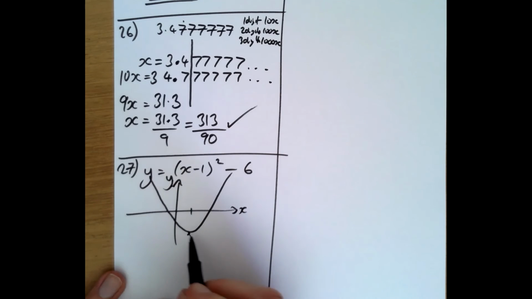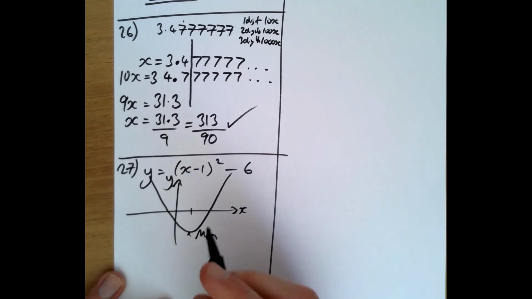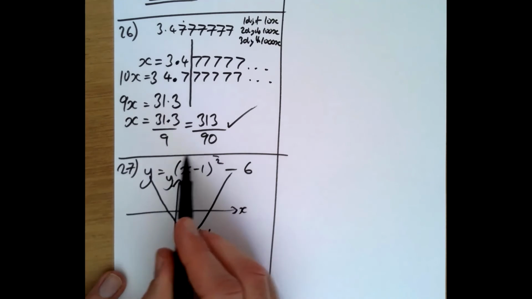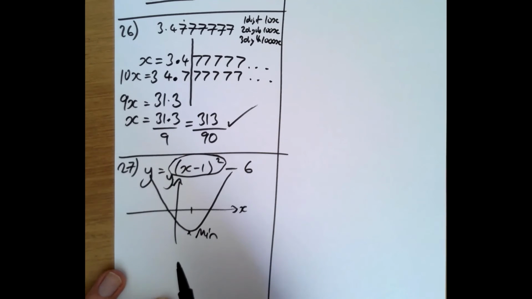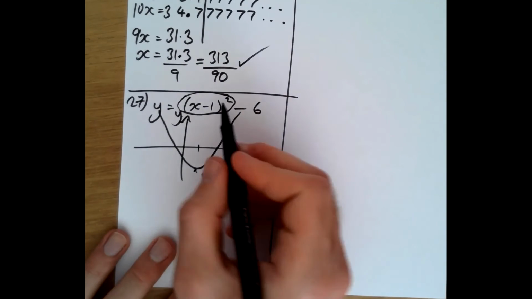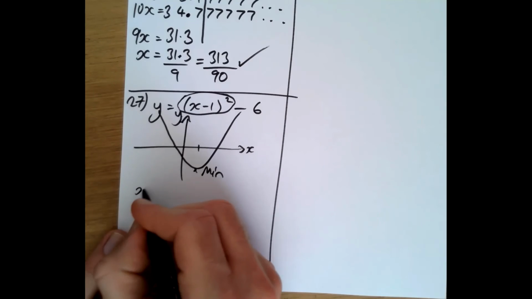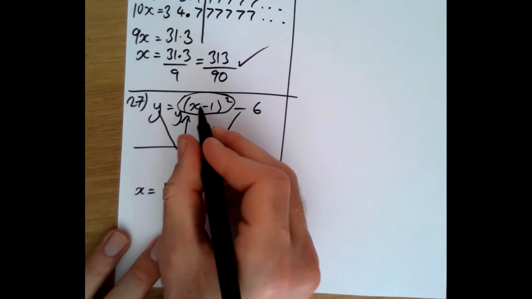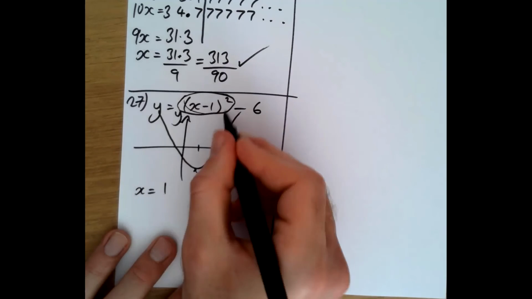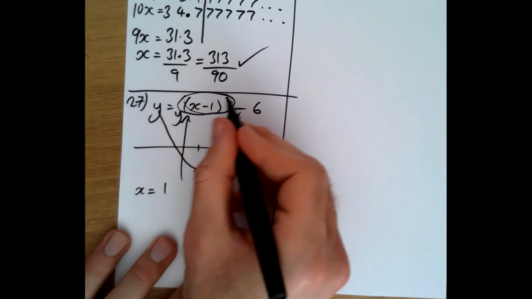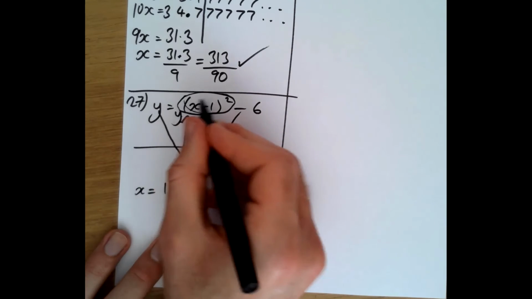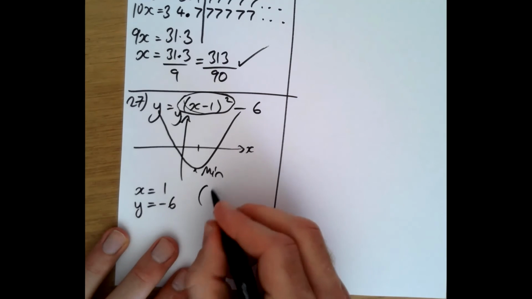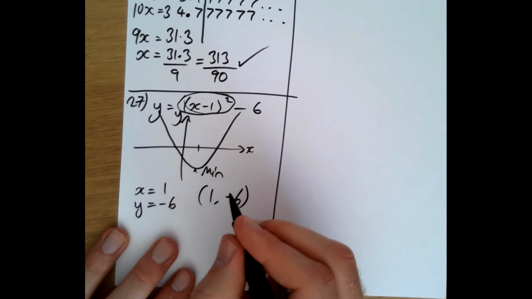Well, I say, what's the minimum point going to be? What's the smallest value of y? And the smallest value of y is when this thing equals 0. And when does it equal 0? Well, I need this bracket to equal 0. And that bracket only equals 0 when x is 1. So when x is 1, this is the smallest value. 1 minus 1 is 0. 0 squared is 0. So when x is 1, y is minus 6. So the coordinates must be 1, minus 6.